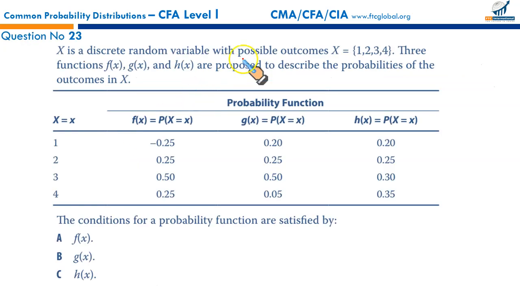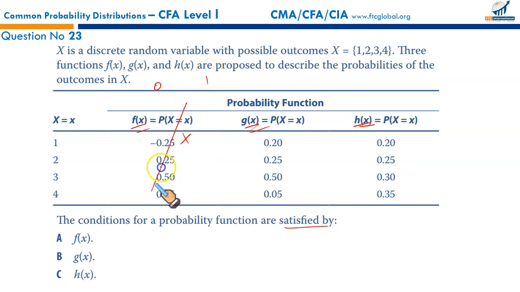Next. X is a discrete random variable with the possible outcomes of 1, 2, 3, 4. Three functions Fx, Gx and Hx are proposed to describe the probabilities of the outcomes in X. The conditions for probability functions are satisfied by which of these functions? There are two conditions that must be satisfied by any probability function. First, the probabilities are between 0 and 1, and the sum of probabilities is equal to 1.